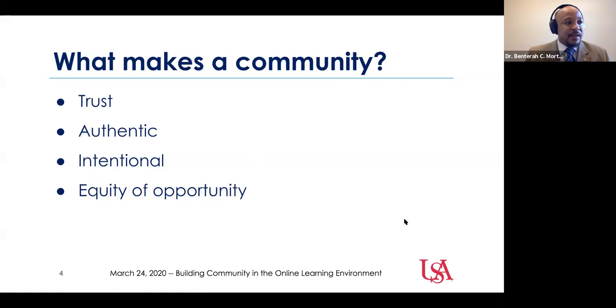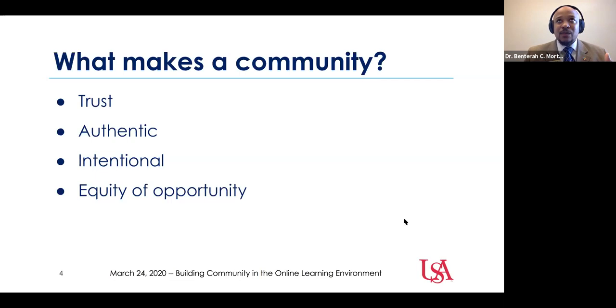Another part about making community is being intentional. Being intentional in this context means to make clear the plans that are directly linked to the vision. So making sure that I'm intentionally choosing these specific goals that we can meet. We're intentional about how we make these goals meaningful for us.